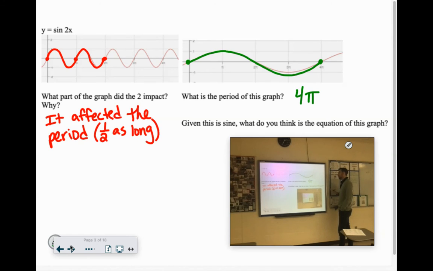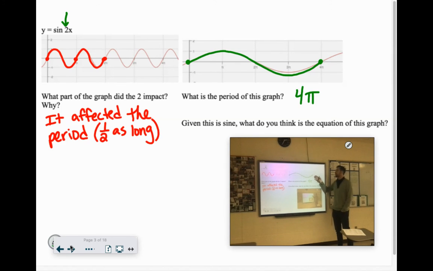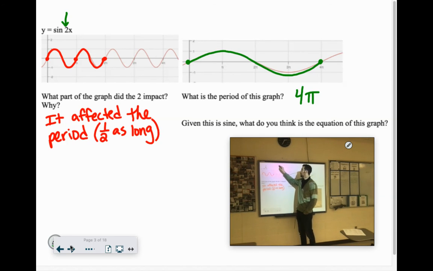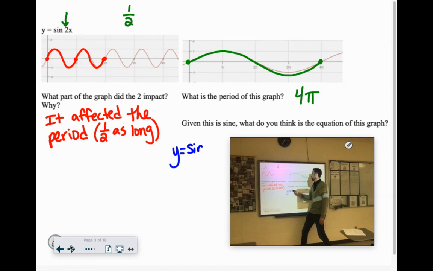Given this is sine, what do you think the equation of this graph is? I don't know. Well, let's see. This one, it was half as long, right, when there was a 2 there. So this time, it's 4 times as long. 2 was half as long, like 1 over 2. So if this is 4 times as long, oh, maybe we'll write y equals sine of 1 over 4x.